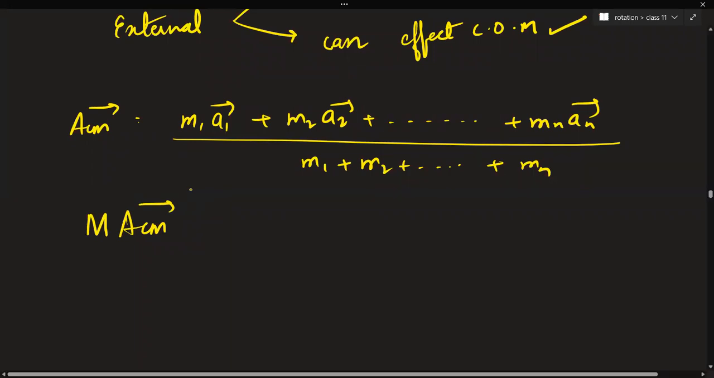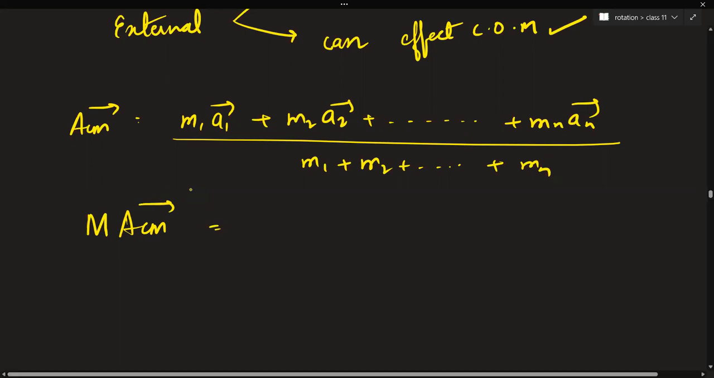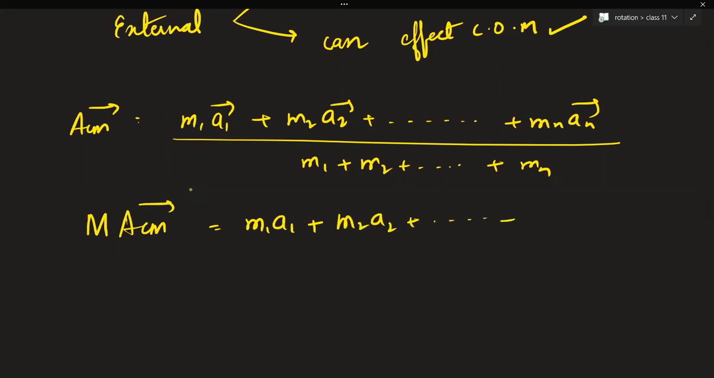I can write it, right? Mass into acceleration of center of mass. Now m1 a1 plus m2 a2 plus up to mn an, this I can write. Now this becomes the force on the center of mass. So this becomes F1 plus F2 up till Fn, right?